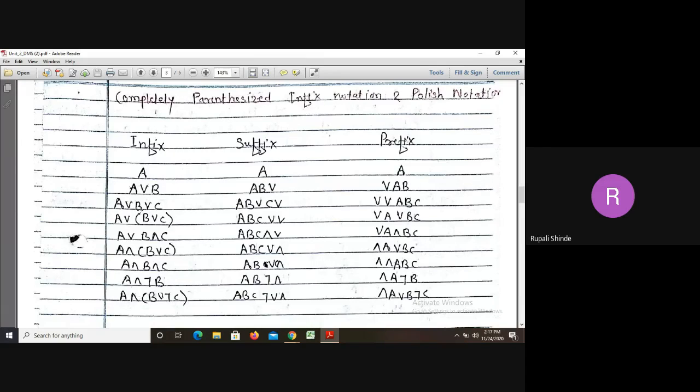Okay. Now consider the third one, A or B or C. Here three operands are present, so we have to solve this expression from left to right. If you consider A or B, first convert these two operands into postfix form. Its postfix form is A, B, or. Then what is there? Or C. We convert this or C into suffix form as C or. So its suffix form is A, B, or C or.